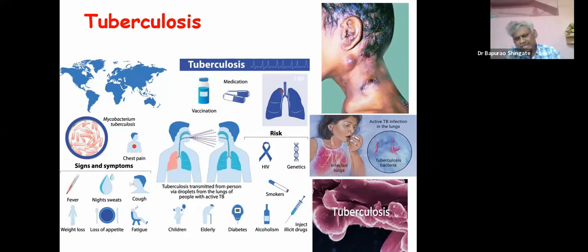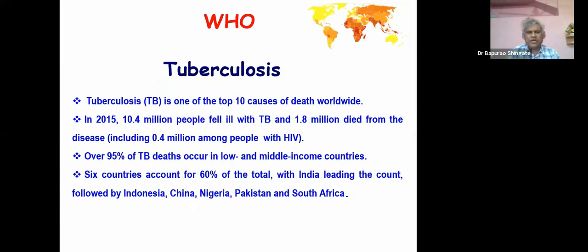This tuberculosis is one of the top 10 causes of death worldwide. As per the data published by the World Health Organization for the year 2015, more than 10.4 million people fell ill with tuberculosis, and 1.8 million died from the disease. And over 95% of tuberculosis deaths occur in low and middle income countries.